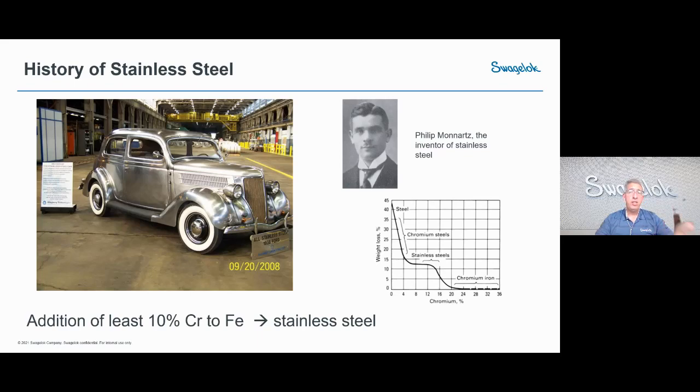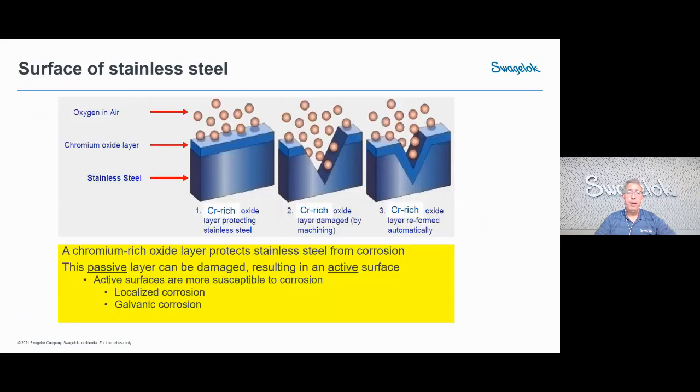So this has certainly solved the problem of uniform corrosion, but in many cases has led to some other localized forms of corrosion, as a result of the mechanisms from which this particular material gets its corrosion resistance. And so that's what I'm going to cover here in this slide.